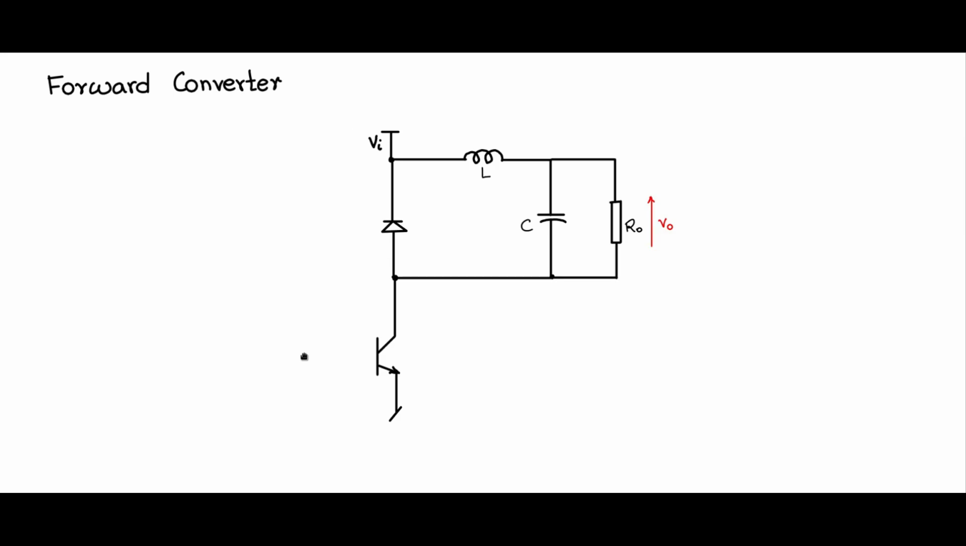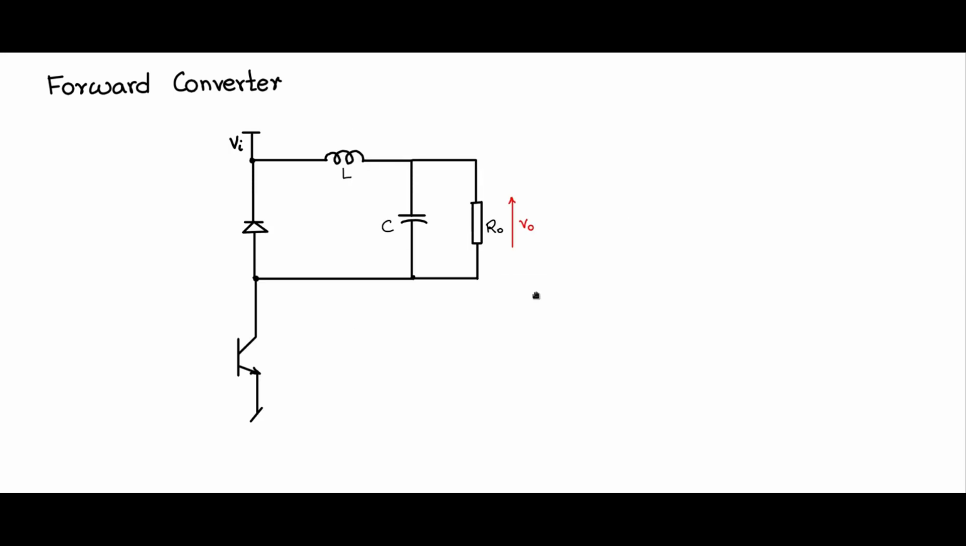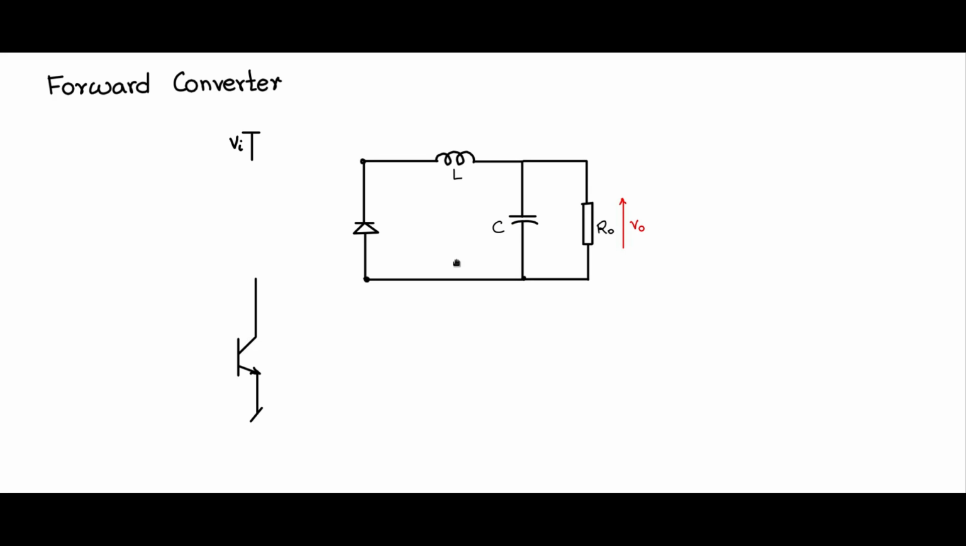Next, I would like to insert the isolation. So at that point, let me put in the primary winding, then I will put the secondary winding and join them up. It is still not complete.